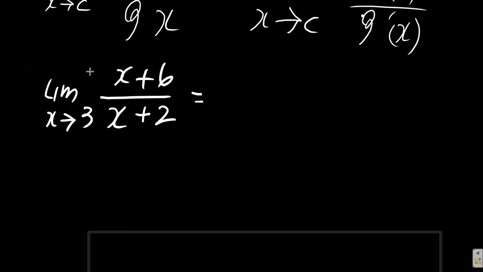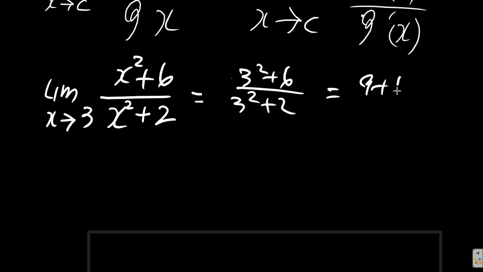In this case, you have x squared plus 6 divided by x squared plus 2. As x approaches 3, what is the limit? Let's substitute directly. So it's 3 squared plus 6 divided by 3 squared plus 2 would give you 9 plus 6 divided by 9 plus 2. 9 and 6, 15 divided by 11. It's 15 over 11.